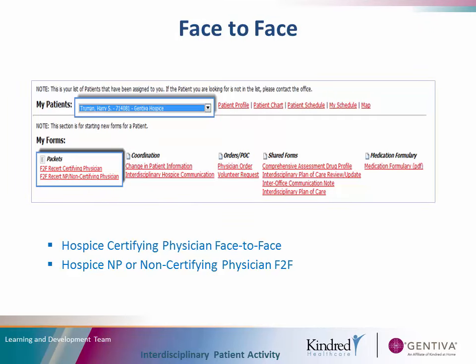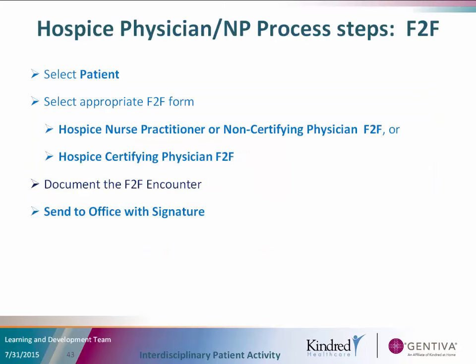This is an example of the physician's main menu and shows steps 1 and 2, selecting a patient, and the two forms that they can choose from, which are available from My Forms packets. They include face-to-face recert for certifying physician, face-to-face recert for the nurse practitioner, or non-certifying physician. The next step is documenting their face-to-face encounter findings. That would be done on one of two forms. Let's look at those.